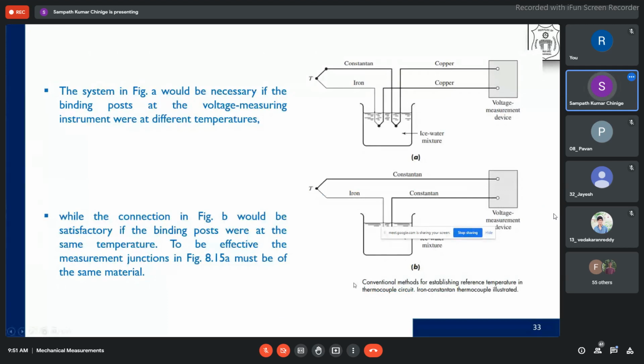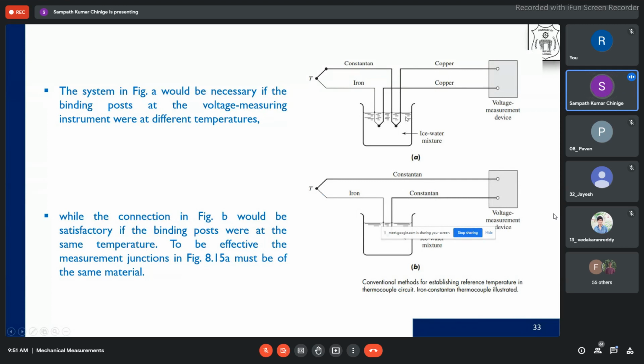Now, these are the general conventional methods we use for establishing a reference temperature in a thermocouple circuit. You can see over here we have constantan and iron. They are made of two junctions. One is this junction, and another is where the constantan and copper wire make another junction.